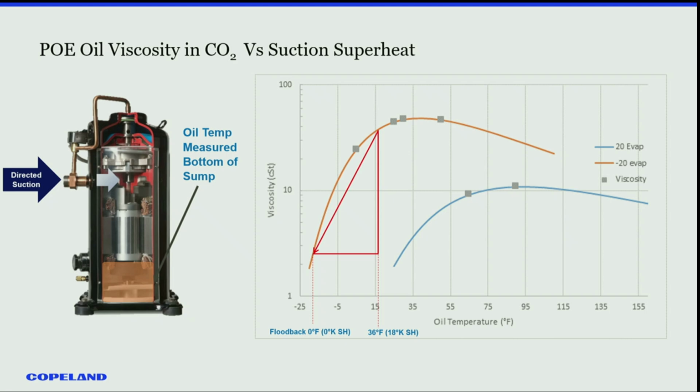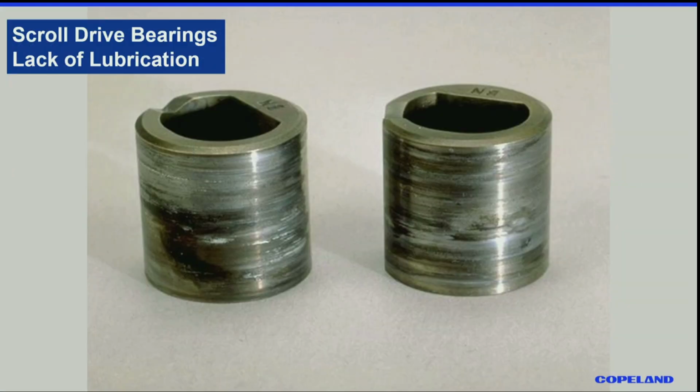That drive bearing is the hottest spot on the compressor because all the compression happens right in this zone. All those frictional areas are up in that zone. So it's really important for the superheat. If you lose lubrication, that top bearing gets damaged.